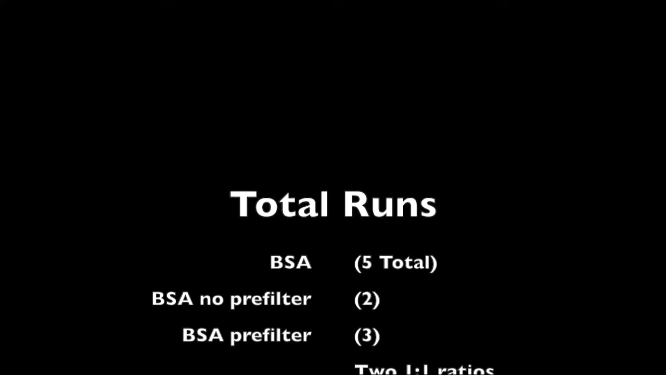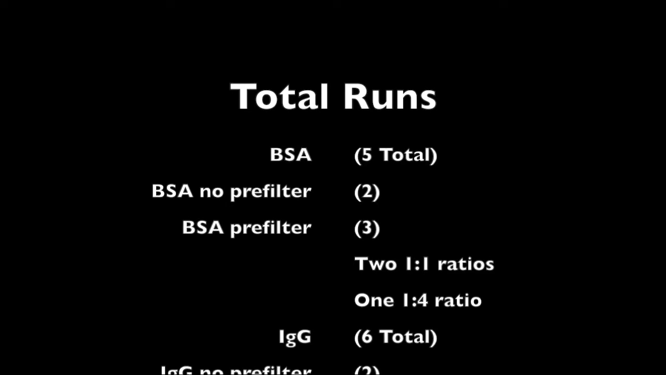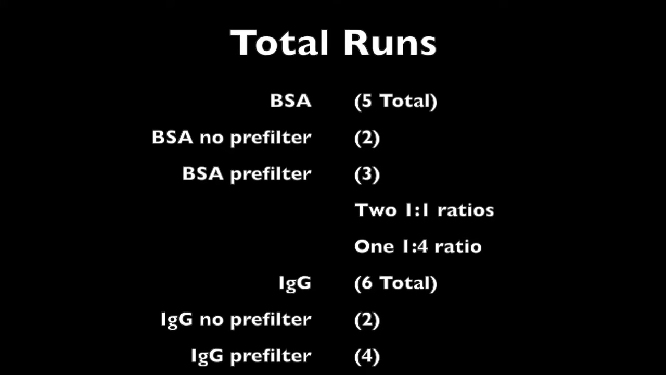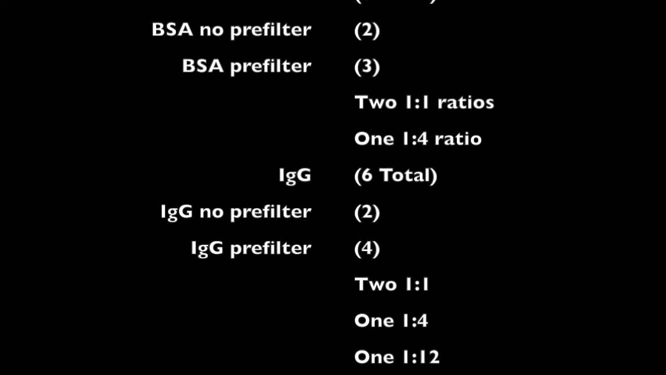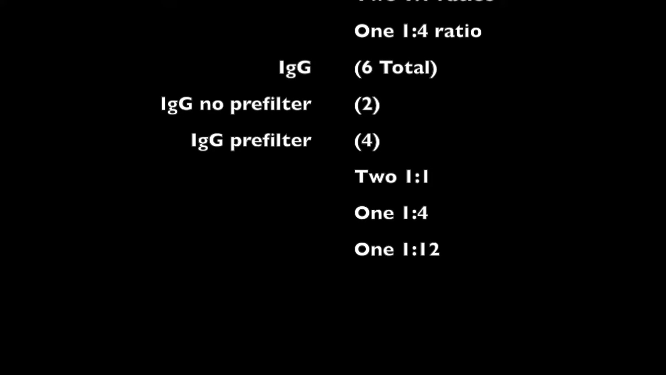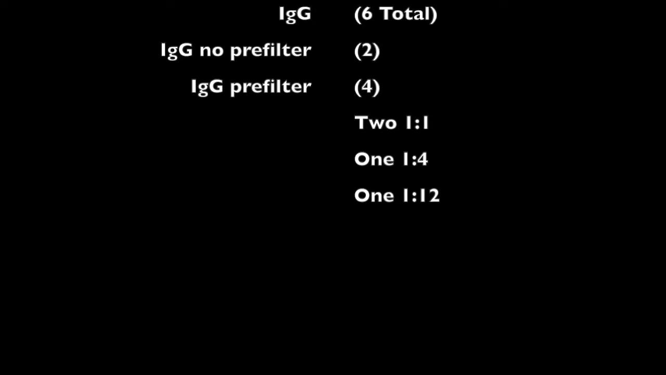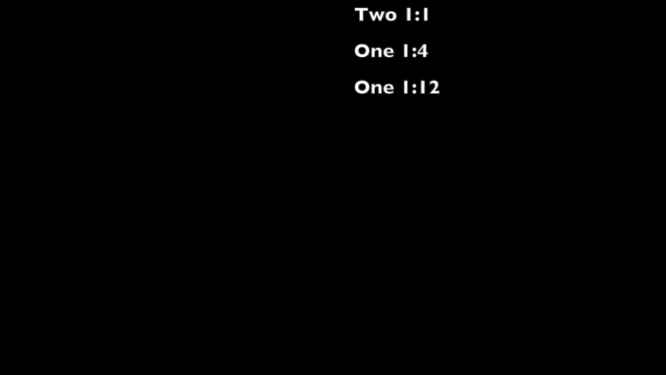We completed 5 runs using BSA, 2 control runs without a pre-filter, and 3 with a pre-filter. Our runs with a pre-filter were completed with 2 different ratios based on the surface areas of the filter to the pre-filter. 2 of them were done with a 1-to-1 ratio, and 1 of them was done with a 1-to-4 ratio. We then completed 6 runs with IgG, where 2 were done without the pre-filter and 4 were done with, where 2 of them had a 1-to-1 ratio, 1 had a 1-to-4 ratio, and 1 had a 1-to-12 ratio.